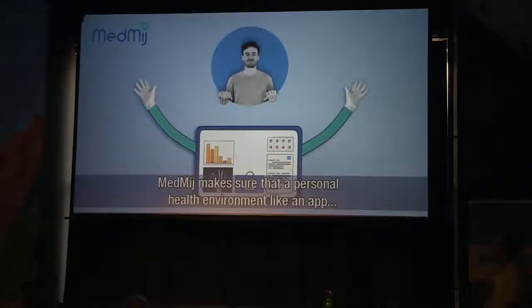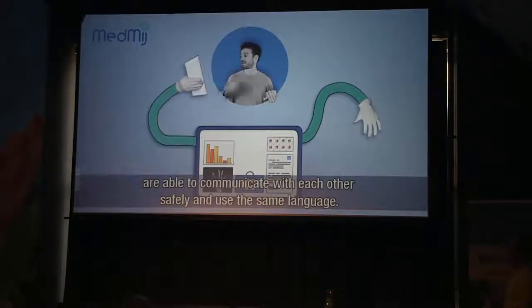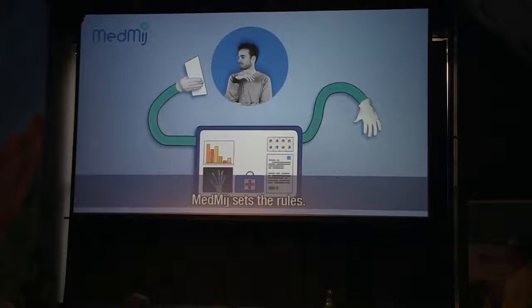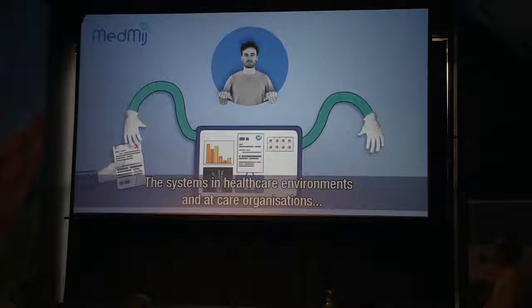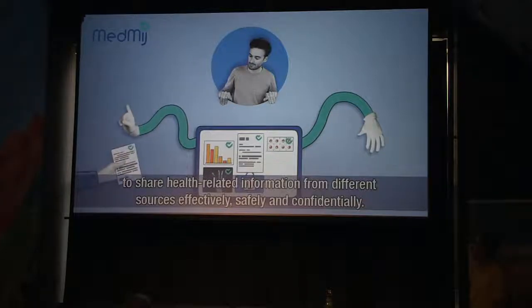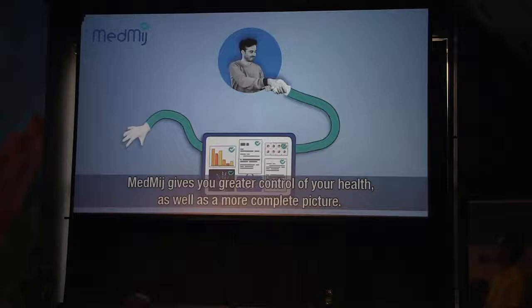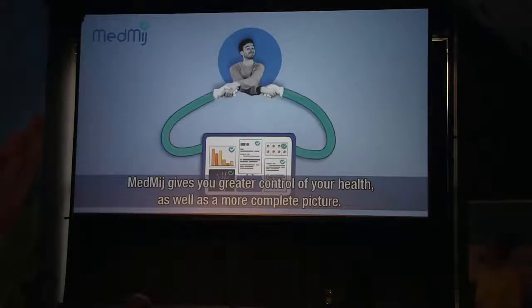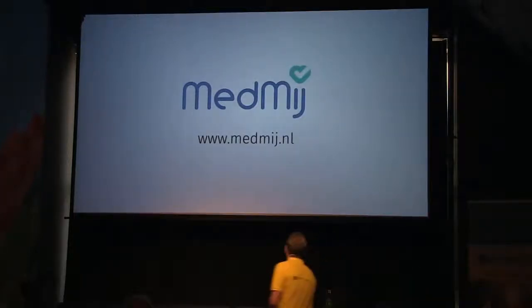MedMij makes sure that a personal health environment like an app and the systems at care organisations are able to communicate with each other safely and use the same language. MedMij sets the rules. The systems in healthcare environments and at care organisations must also meet the requirements set by MedMij, enabling partners affiliated with MedMij to share health-related information from different sources effectively, safely, and confidentially. MedMij gives you greater control of your health, as well as a more complete picture. You can learn more at medmij.nl.